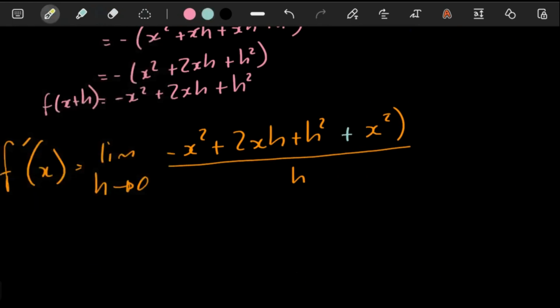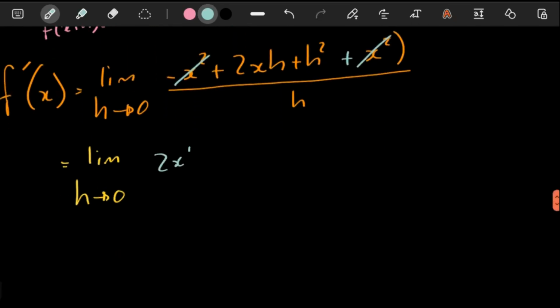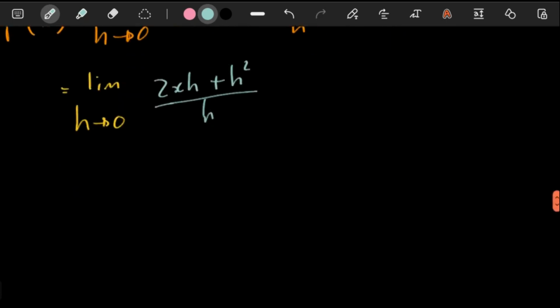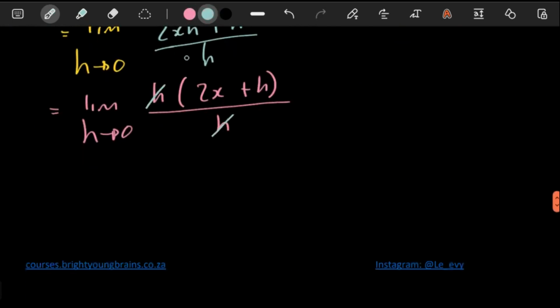Now the next step is very important. Anytime you have dropped stuff into the formula, things should always cancel out. For example, here, this is going to cancel this. Then you're going to have 2xh plus h squared over h. And then from there, you can just take out h as a common factor. Lim h goes to 0 of h(2x plus h) over h. And then this is that. Lim h goes to 0 of 2x plus h.